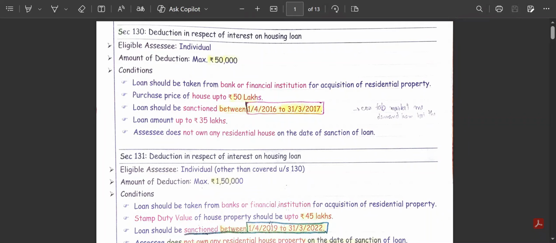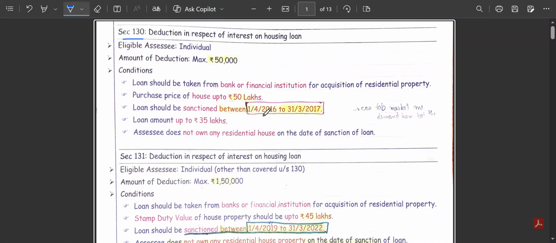This is a deduction which is available in respect of the interest one pays on a housing loan. So, if a person has a housing loan, and he is an individual, he can get a deduction of a maximum of rupees 50,000. But there are various conditions for this deduction under Section 130.